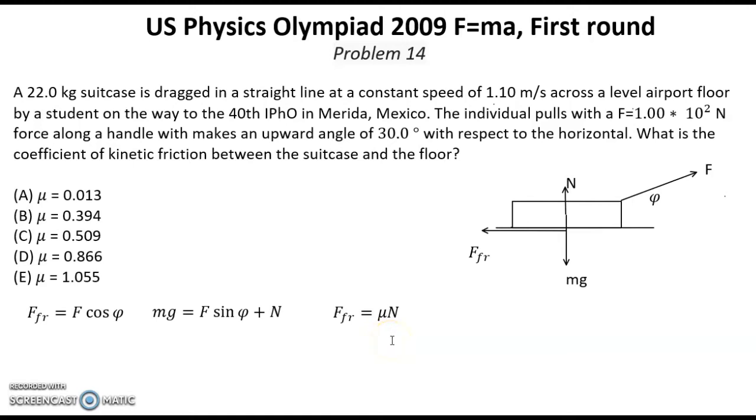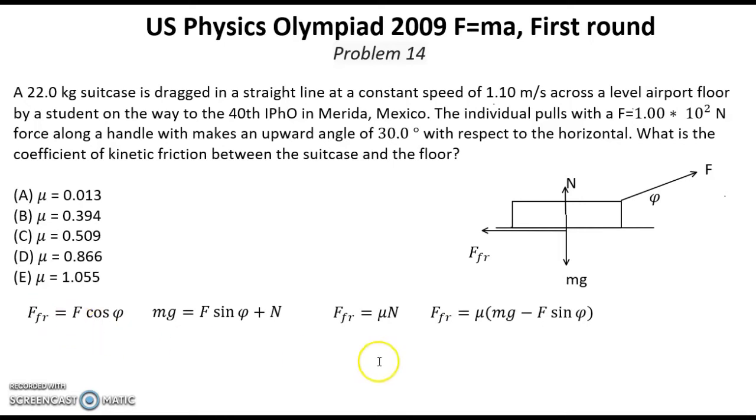coefficient of friction multiplied by normal force. Now let's exclude some components. So first we can take normal force from this equation and insert it here. So we have force of friction equal coefficient of friction mu multiplied by mg minus F multiplied by sine phi. And now we can insert this expression for force of friction in this equation.